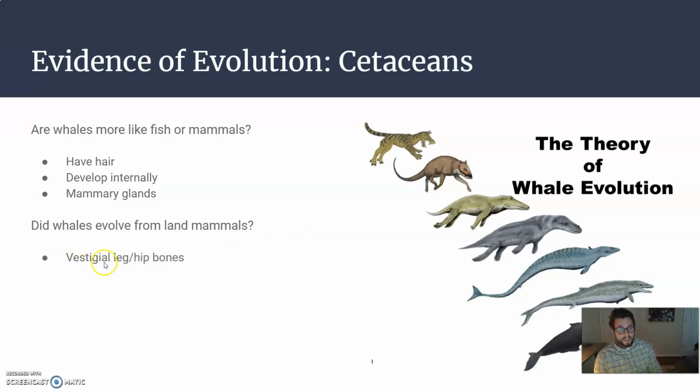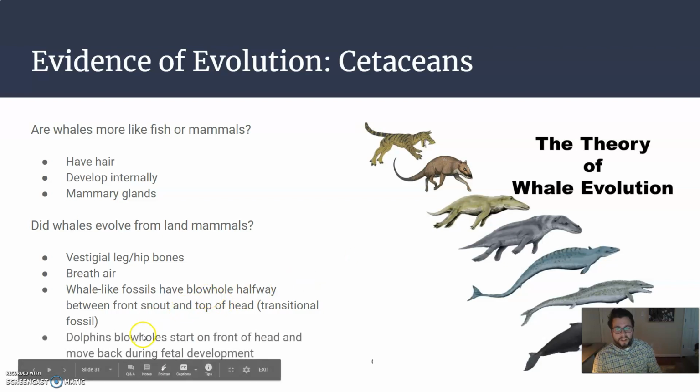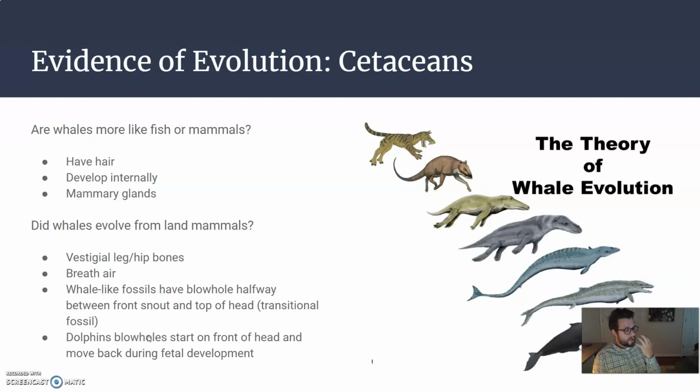Well, they have vestigial, those leftover hip and leg bones. They breathe air. They have fossils, whale-like fossils that have a blowhole, not in the front, not up on the top like they do today, but halfway in between. This is a transitional fossil that shows us the transitional stages of whales and land mammals. And dolphins in their embryos, actually, you can see the nose start on the front of the face and then in the embryo develop and move towards the back as it grows.